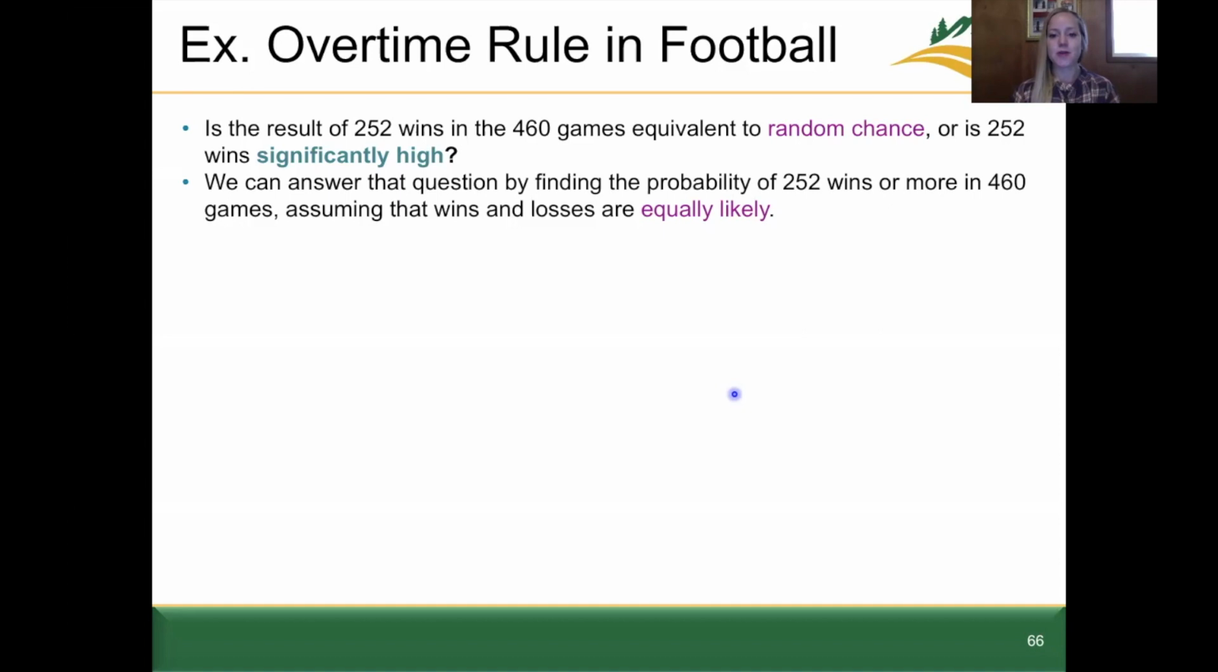If we went through those four requirements, we would see that this is an example of that. I recommend going back and doing that on your own and proving that we can use binomial distribution theories for this example.